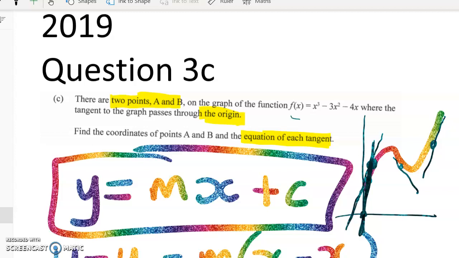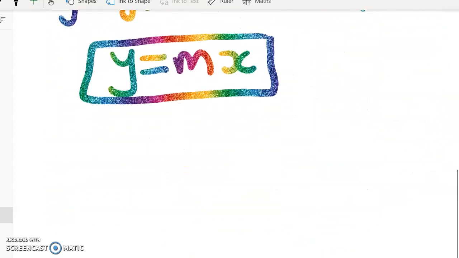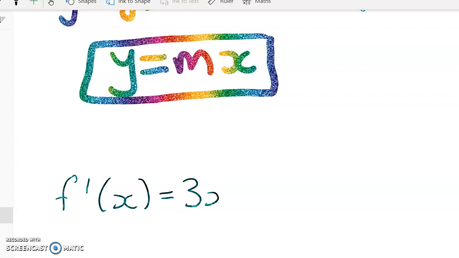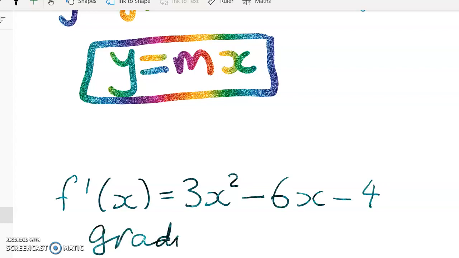Let's start off by differentiating this and seeing if that gives us any ideas. So the gradient function anywhere on that curve is found by differentiating. And so we get 3x squared minus 6x minus 4. And that's the gradient for any x value.